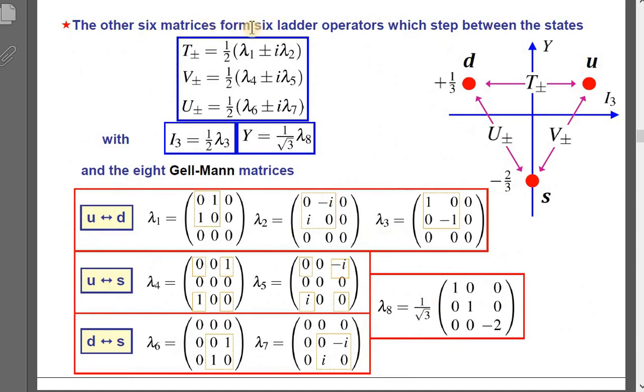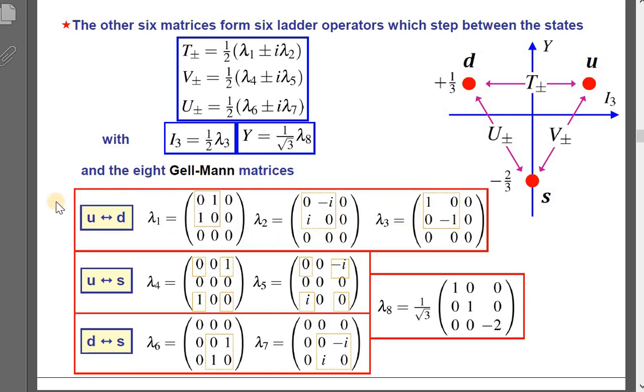The other 6 matrices form 6 ladder operators which step between the states. Here, these are the definitions for T plus minus, V plus minus and U plus minus. They operate like this between the 3 states with the following definitions: I3 equal to half of lambda 3 and Y is 1 by root 3 of lambda 8, and the 8 Gell-Mann matrices.